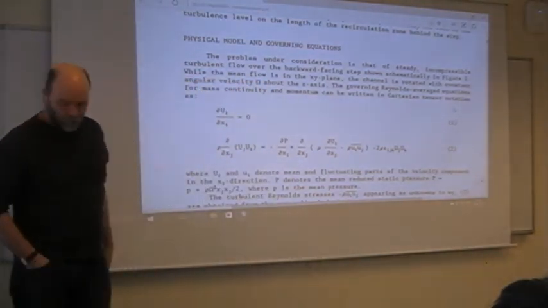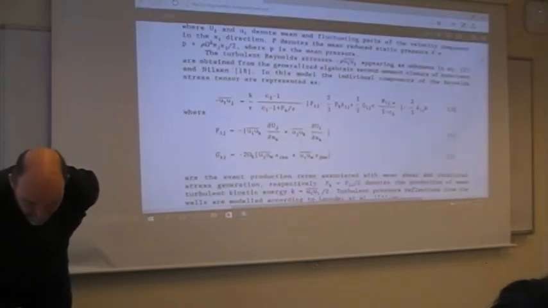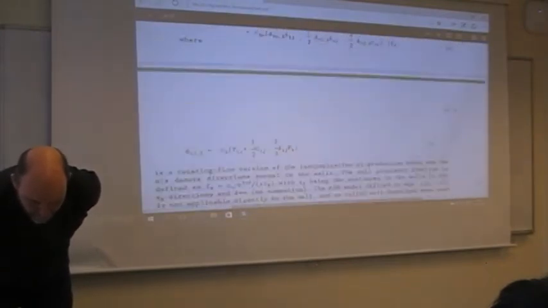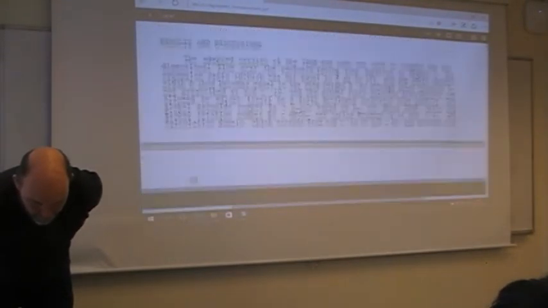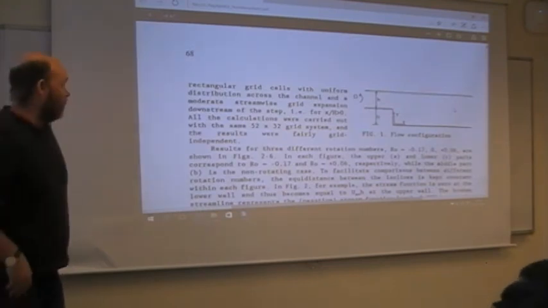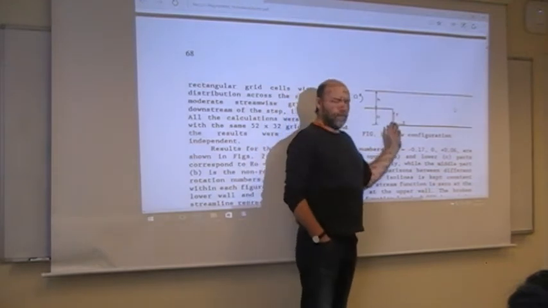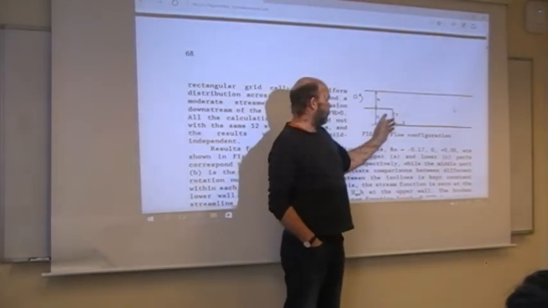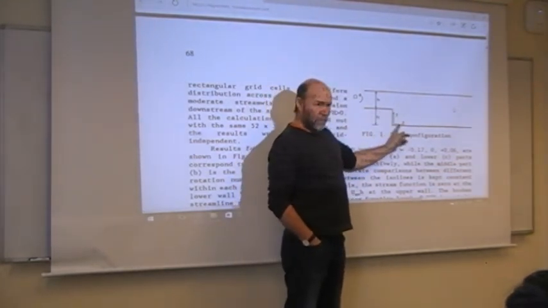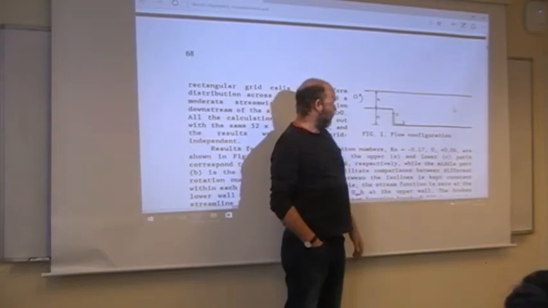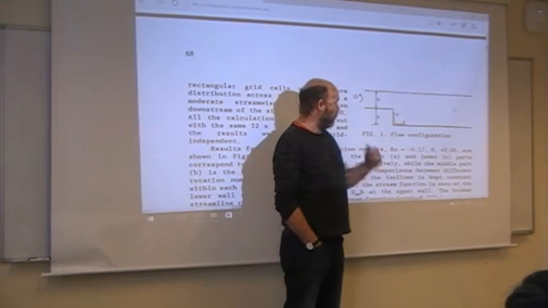And for this problem here, let's see, the geometry should be here. Running with k-epsilon, you have problems. I mean, k-epsilon will have problems just with the backward facing step. I'll see if I can give you that as a challenge tomorrow or next week with OpenFOAM.